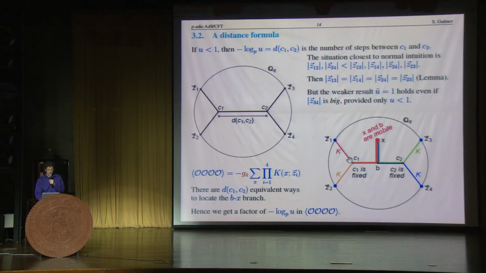This subway diagram, as we like to call it, since it looks like the diagram of a subway system, allows us to shift x all over the p-adic tree. And as we shift it as far as it will go along this central leg, there are log u equivalent locations for b. And that's where this log u comes from.